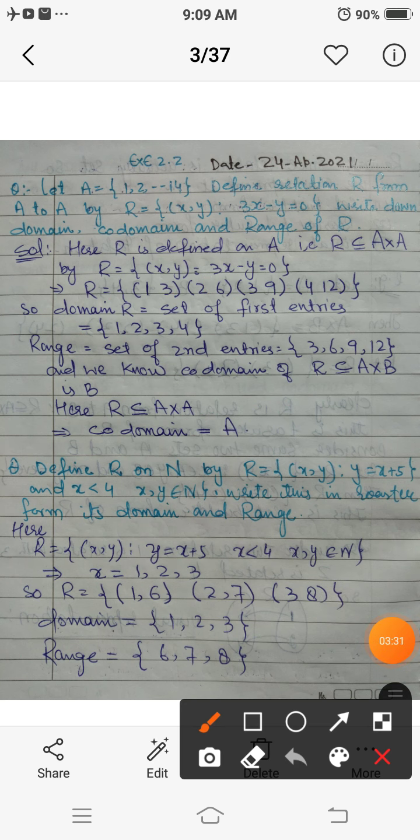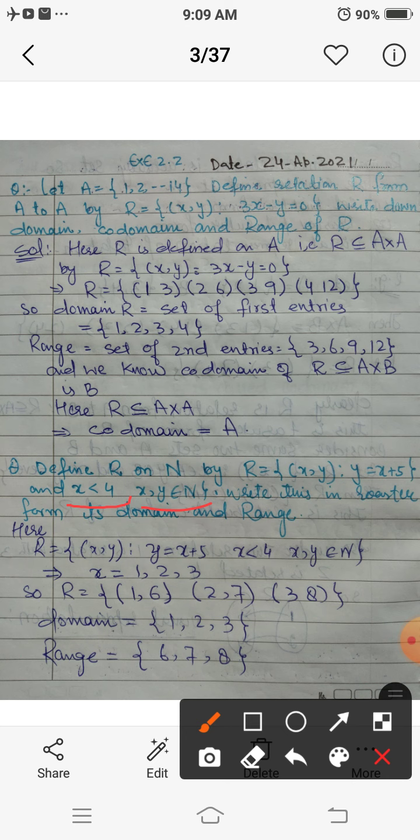Now the second one is, we have to define a relation on set N, where N is the set of integers, by R equals those ordered pairs such that y equals x plus 5, and it is given that x is less than 4, xy belongs to N. We have to write this relation in roster form or in tabular form. Then we have to find its domain and range.